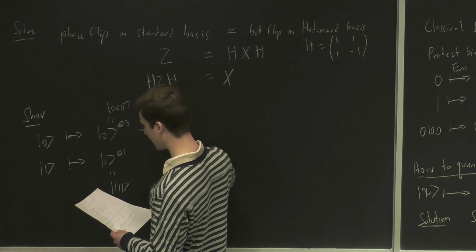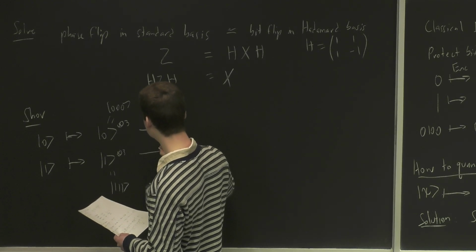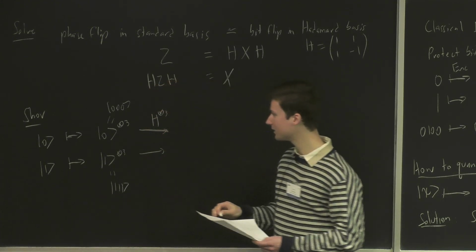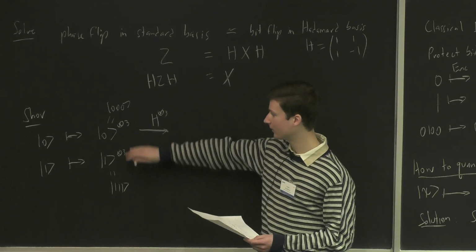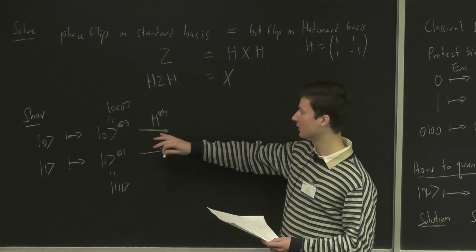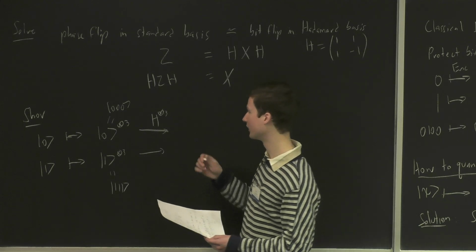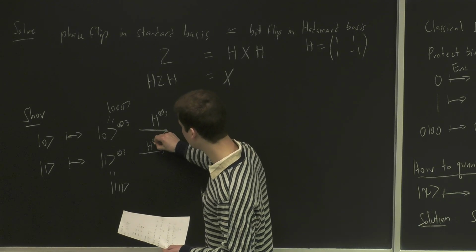And then we're going to switch to the Hadamard basis. So we're going to apply Hadamard gates to all 3 qubits. So the idea is that once we protect against bit flips by encoding in this repetition code, we still don't protect against phase flips, so let's just flip to the Hadamard basis, and then again apply another repetition code encoding. So we apply Hadamards.